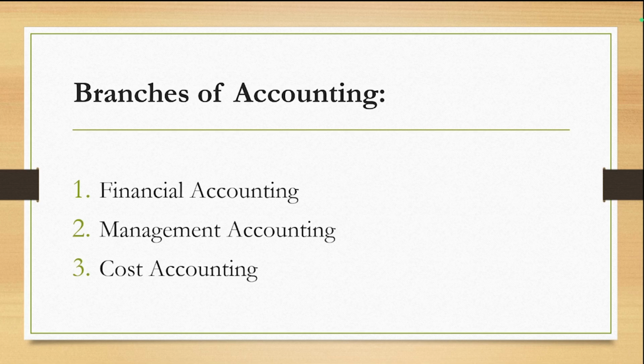Now, these are the branches of accounting. First one is financial accounting. In financial accounting, we record all the transactions related to business of a financial nature. The second branch of accounting is management accounting. There is a very famous saying: when financial accounting ends, management accounting starts. It means all the data recorded in financial accounting helps management accounting in taking different decisions. Without financial accounting, we cannot think about management accounting.